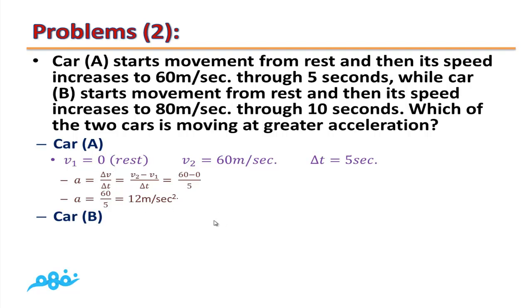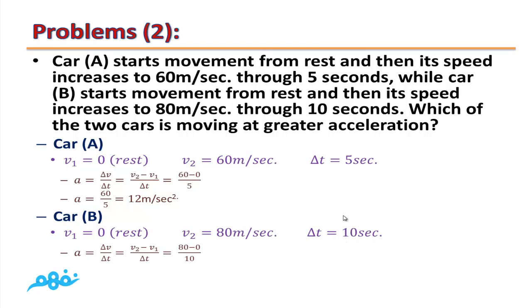Let's find the acceleration for car B. Its initial speed is 0 also because it started also from rest. Its final speed is 80 meters per second. This change occurred during 10 seconds. So this is delta T. To find its acceleration: delta V over delta T equals V2 minus V1 over delta T equals 80 minus 0 over 10 equals 8 meters per second squared.